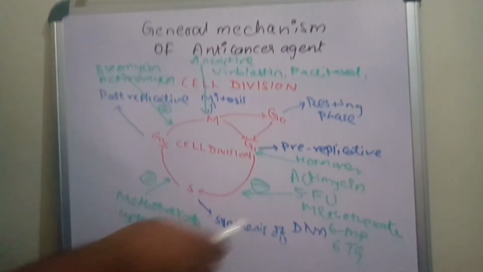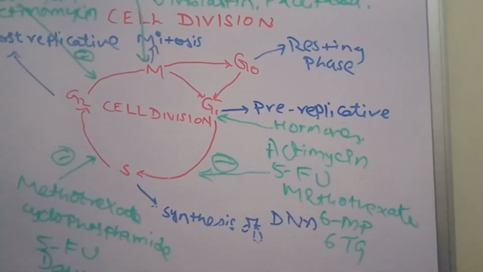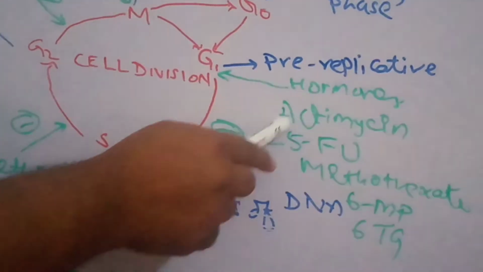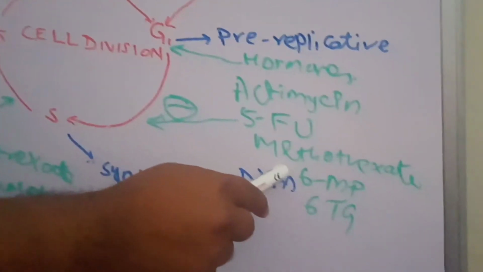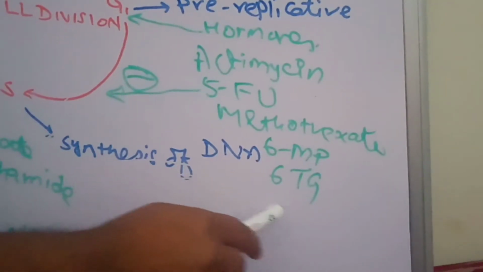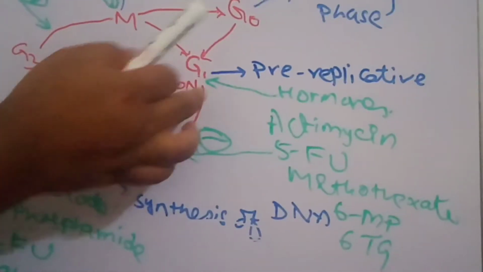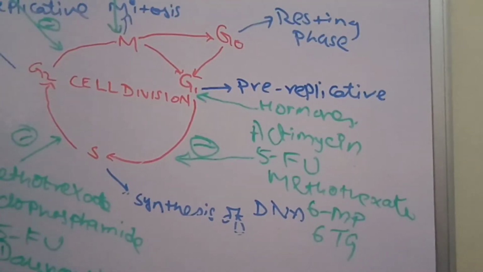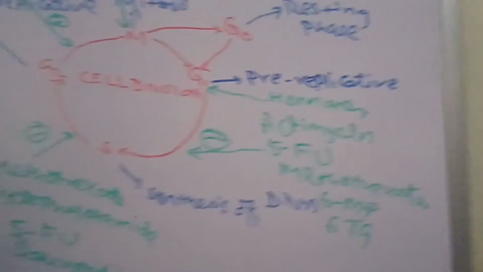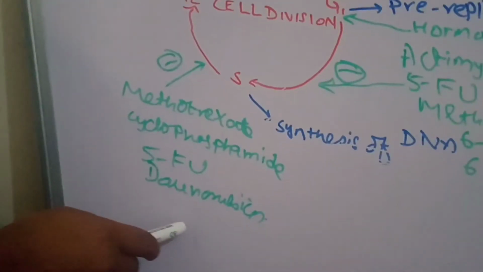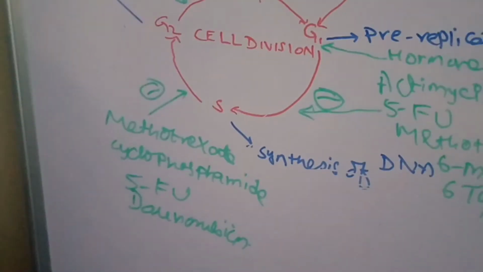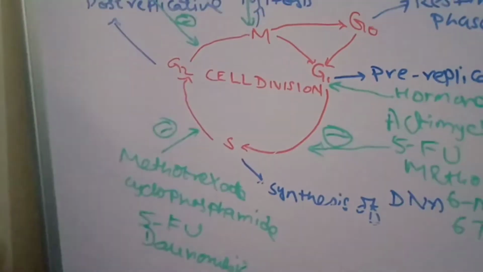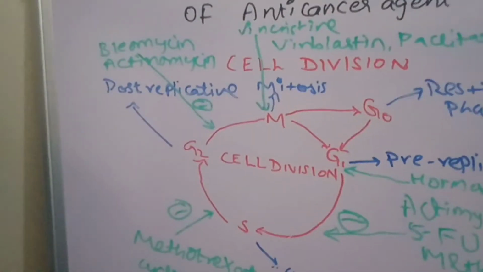Here we can see they inhibit at these particular phases. Between the G1 phase and S, actinomycin, 5-fluorouracil, methotrexate, 6-mercaptopurine, and 6-thioguanine inhibit the phases between G1 and S. As a result, no cell division takes place. Also methotrexate, cyclophosphamide, 5-fluorouracil, and daunorubicin act on the synthesis of DNA and inhibit it, so no further replication takes place.